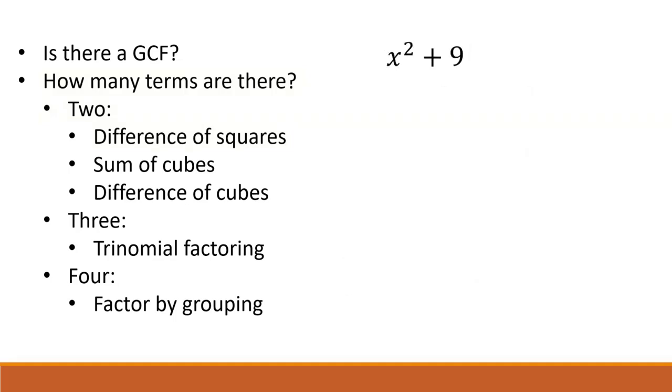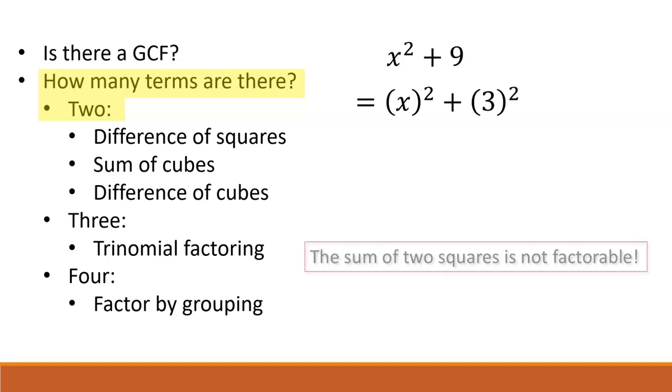Now let's look at x squared plus 9. There's no greatest common factor, so we'll count the terms we have. With two terms, we might have the difference of squares, the sum of cubes, or the difference of cubes. Well, x squared is an x that's been squared, and 9 is a 3 that's been squared. So this looks an awful lot like the last problem we did. But this one is a sum, and the sum of two squares will not factor. So that means x squared plus 9 can't be factored any further. It's just x squared plus 9.